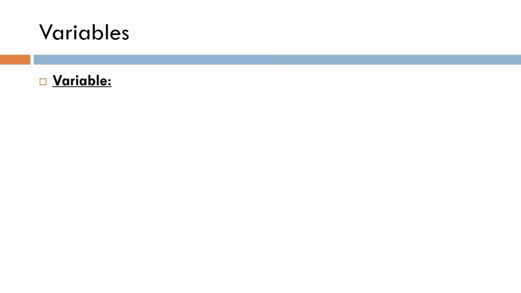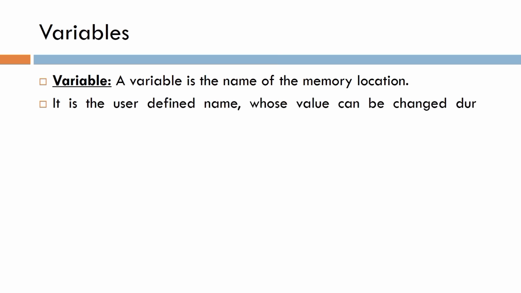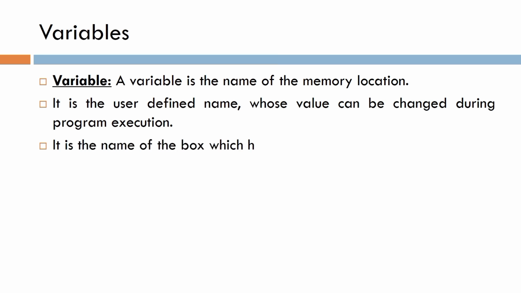Next, let us talk about the variable. A variable is the name of a memory location. It is a user-defined name whose value can be changed during program execution. It is the name of the box which holds the value. Here X is called a variable.